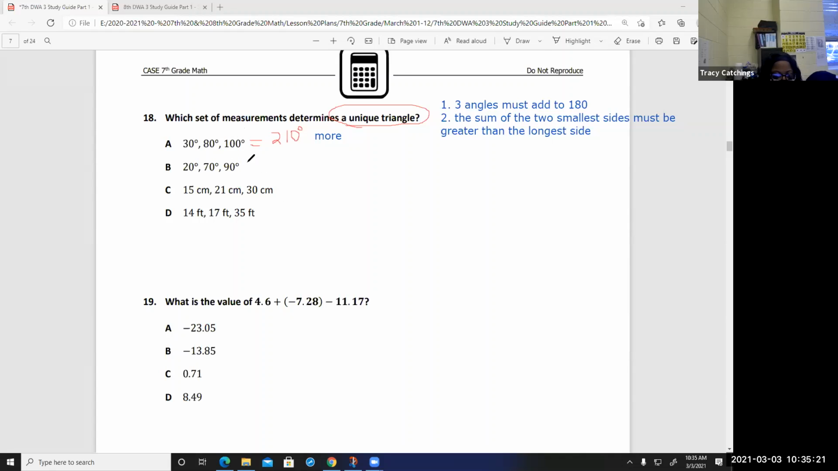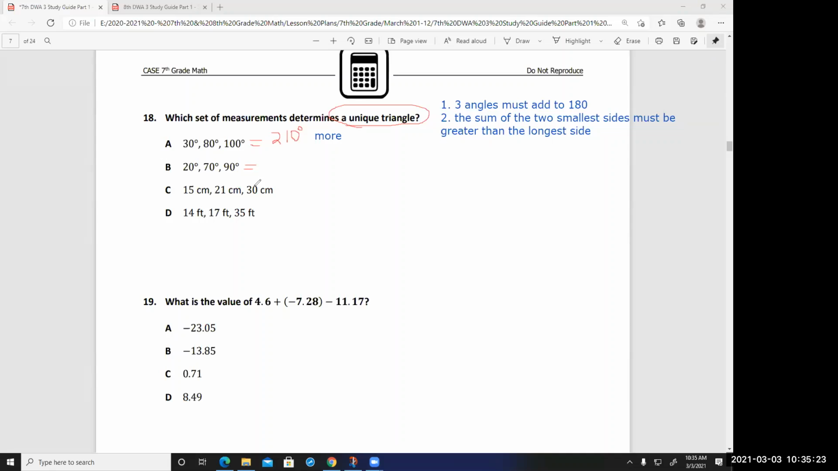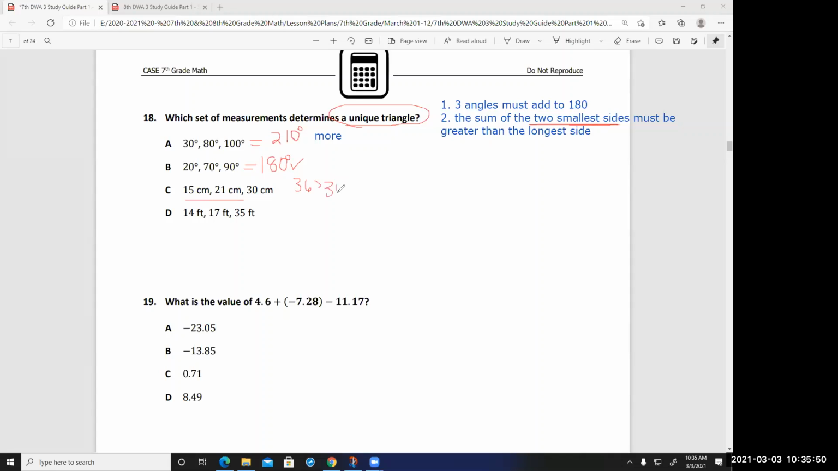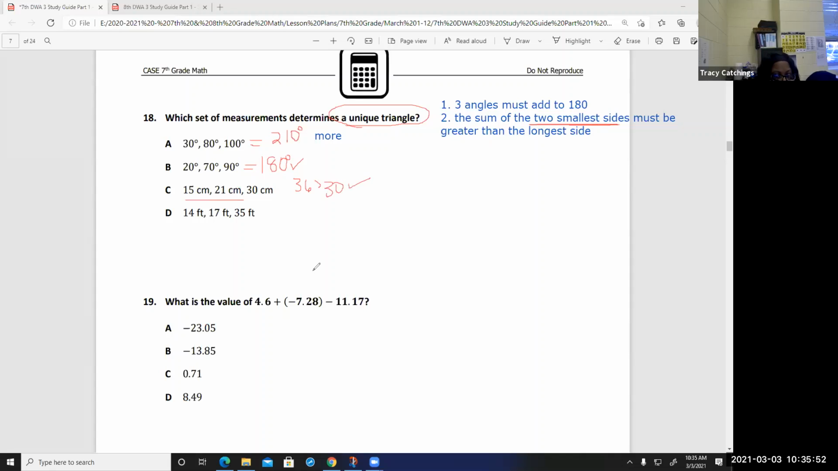All right, looking at B, we got angles again. Add them up. 180. So we know there's definitely at least one triangle. All right, looking at C. That's the one where we use the sides. So the 2 smallest sides must be larger than the longest. What are the 2 smallest sides in C? 15 plus 21? Is 36 greater than 30? So we know that makes at least one triangle.